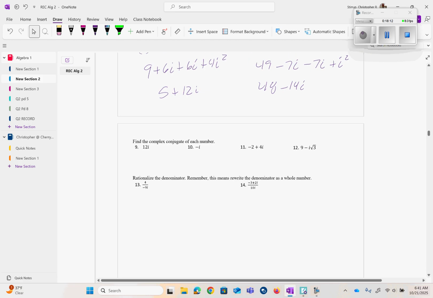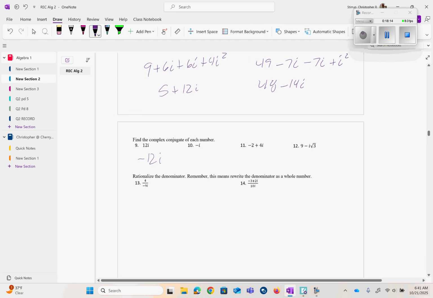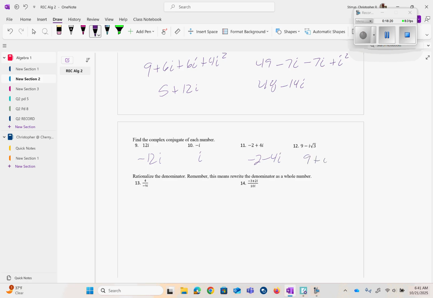All right, so we want the conjugate, so that's negative 12i. That's going to give me positive i. That's going to give me negative 2 minus 4i. That's going to give me 9 plus i root 3. Those are the conjugates. Let's multiply the top and bottom by negative 9i. So on top, that's going to give me negative 36i. On bottom, that's going to give me 81i squared. That's going to give me negative 36i over negative 81. That's going to become positives.